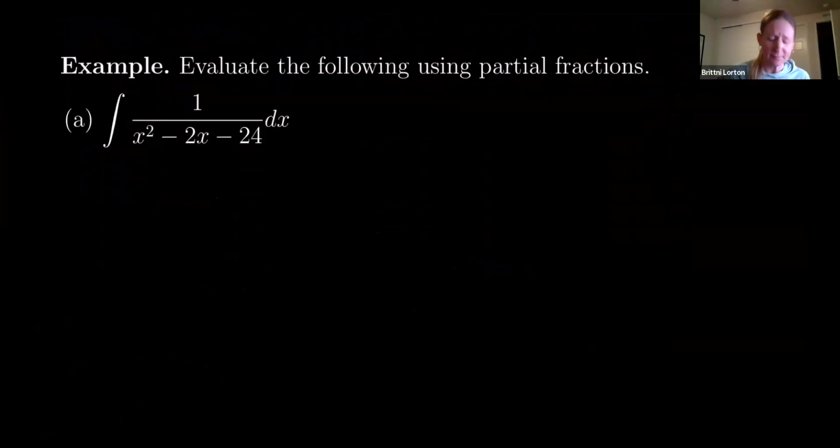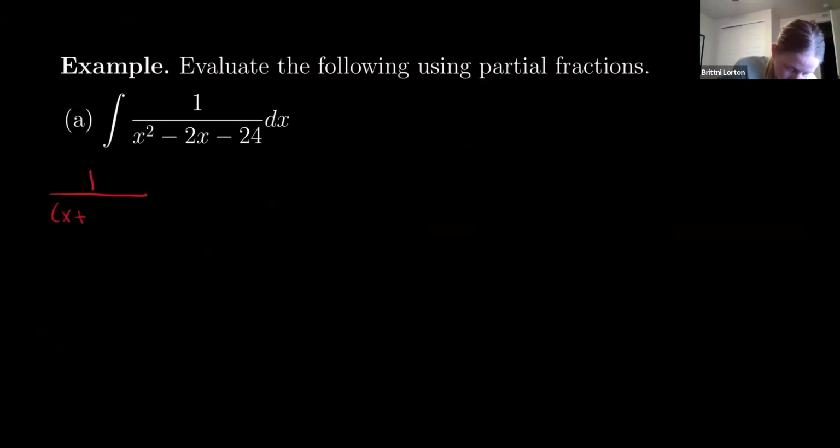Okay, let's practice another one. Same problem, different numbers. First step is to make sure the denominator is completely factored. So in this case, it factors nicely. So I'll go ahead and do that. 1 over x plus 4 and an x minus 6. I had to stop and think about it, make sure we know how to factor. That's always going to be the first thing.